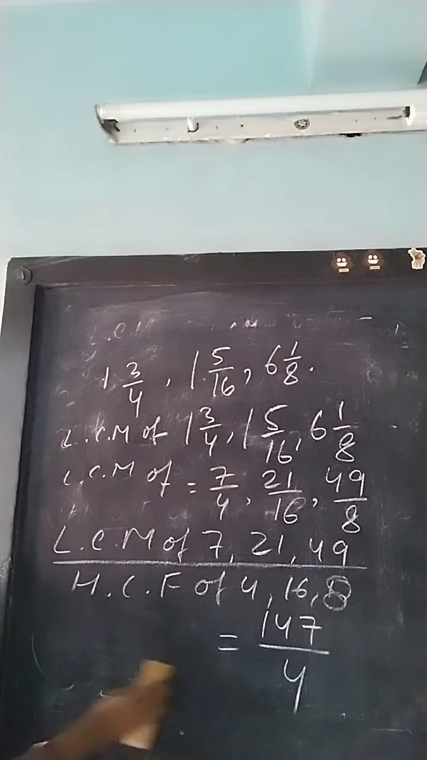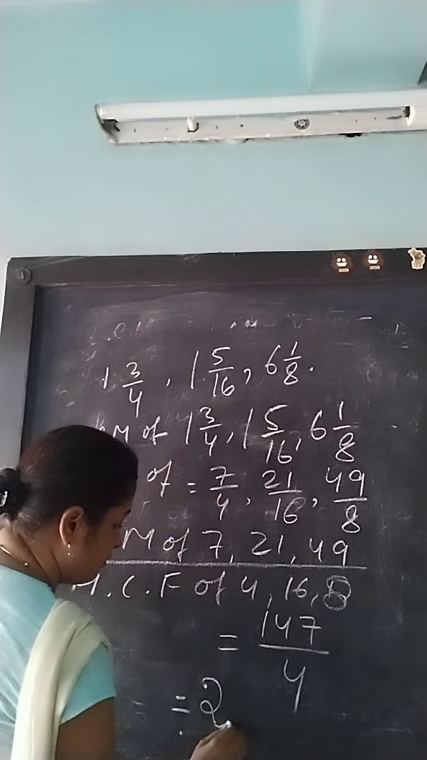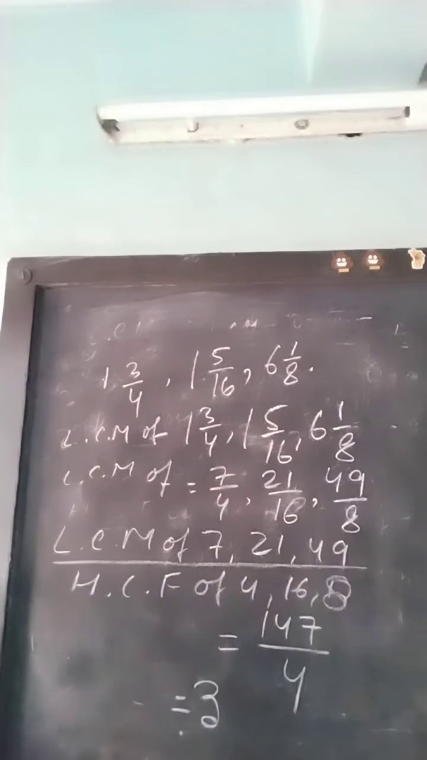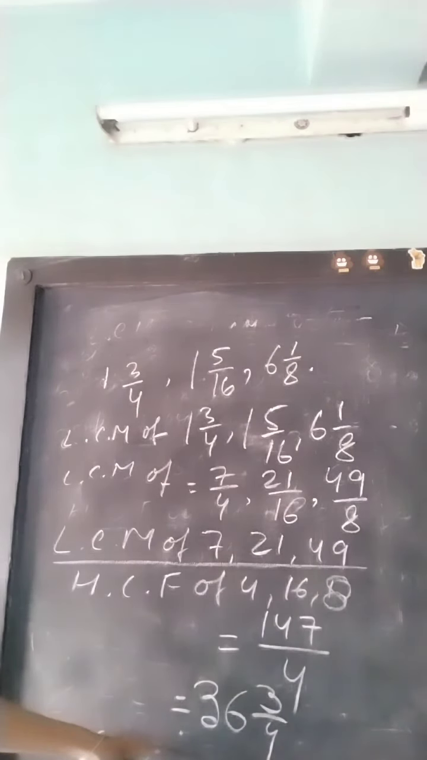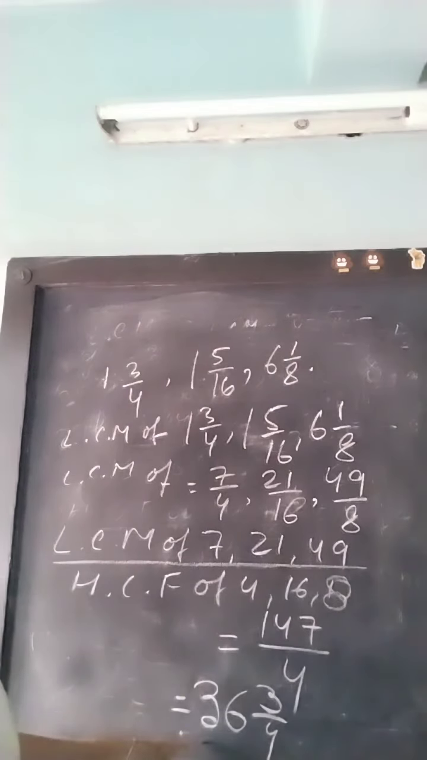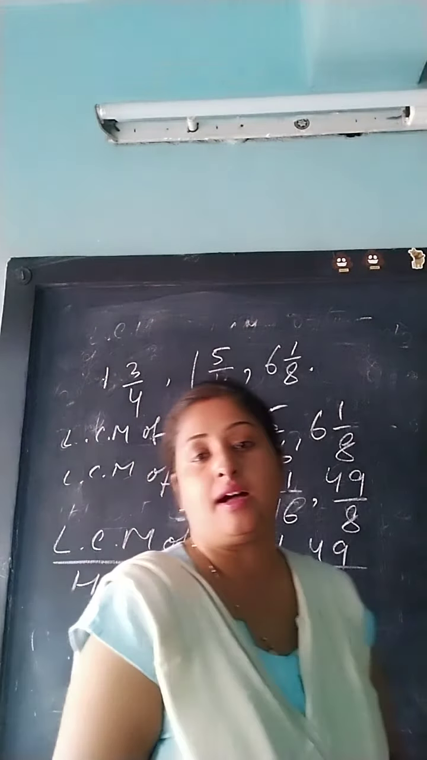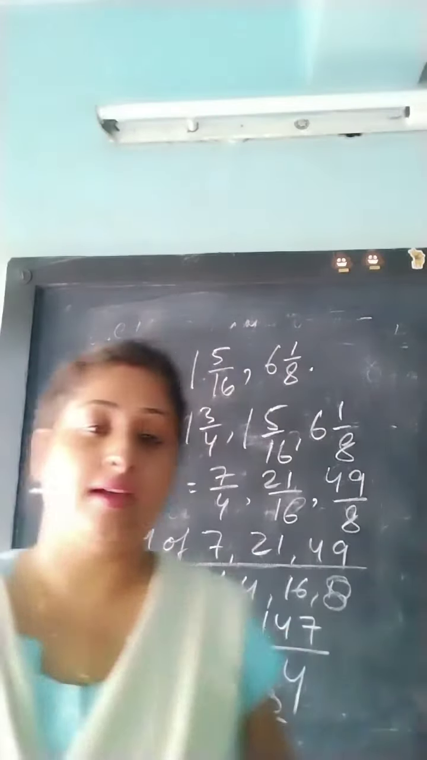You can change this into a mixed fraction. 4 3s are 12 and 27, 4 6s are 24, so 36 whole number 3 by 4 is the least number. This is the answer, and this is the required least number which, when divided by these three numbers, gives a whole number as the quotient.